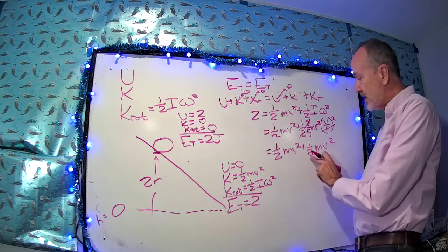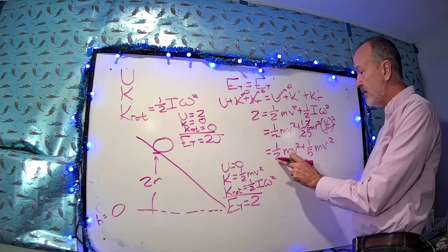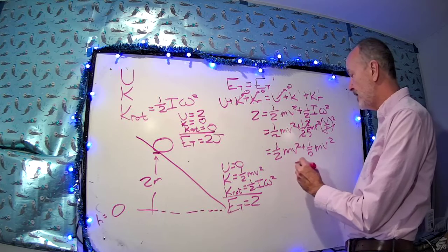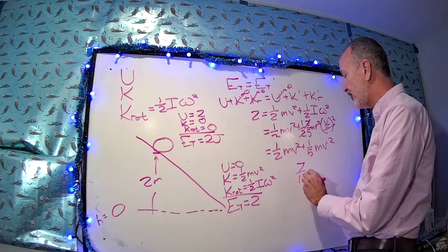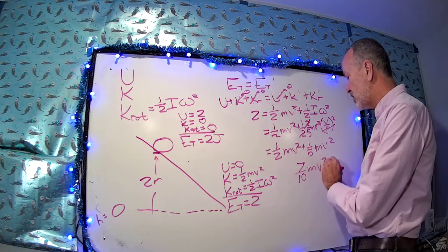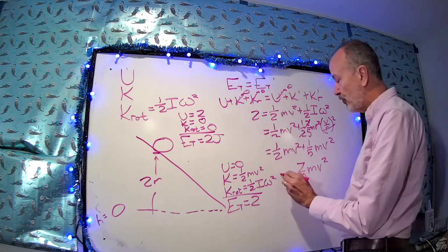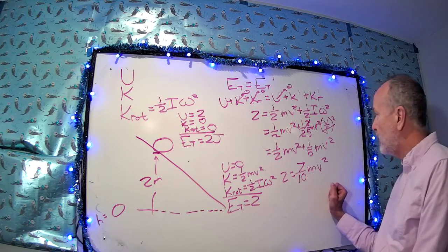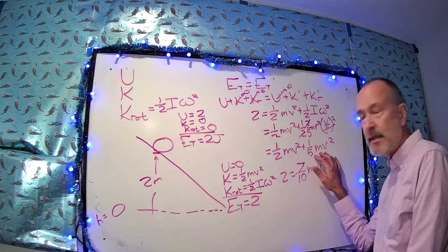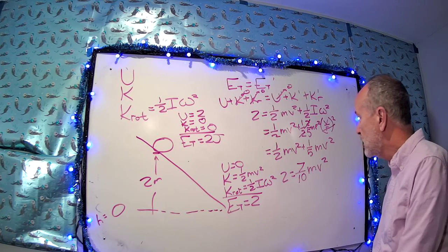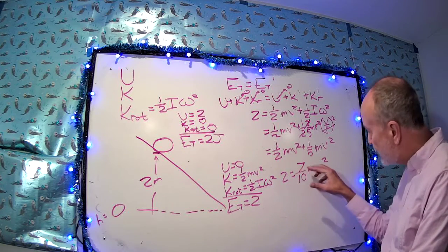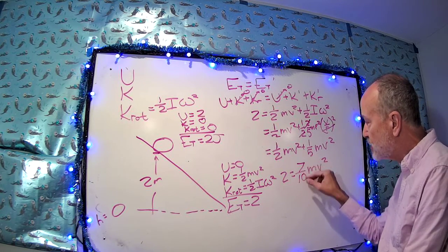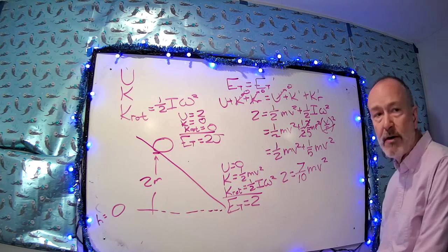Well, this and this we can add together. Let's put them over 10. This is 5/10. This is 2/10. This ends up being 7/10 mv squared. And that all equals 2. Now let's remember, before, this term was not there. Okay, it was just this. So instead of having 1/2 over here, now we have 7/10. 7/10 is bigger than 1/2. When I divide it, I'm going to get a smaller velocity.